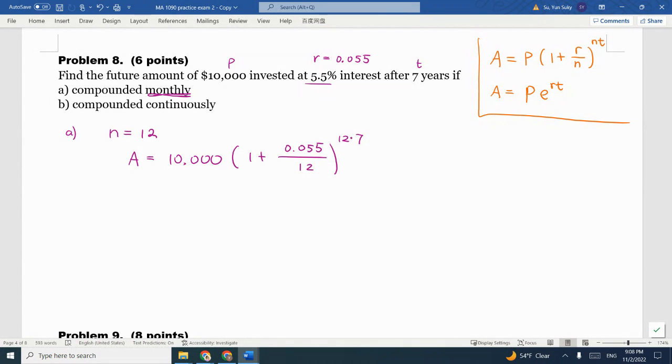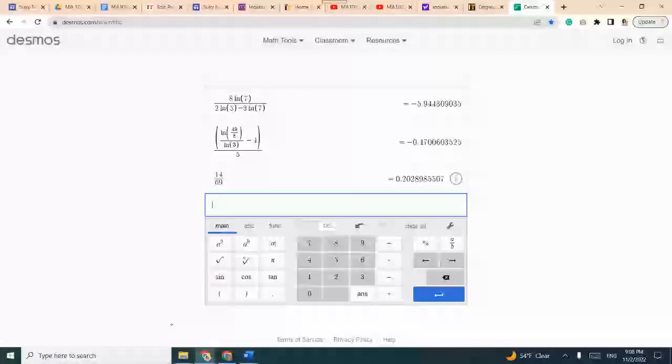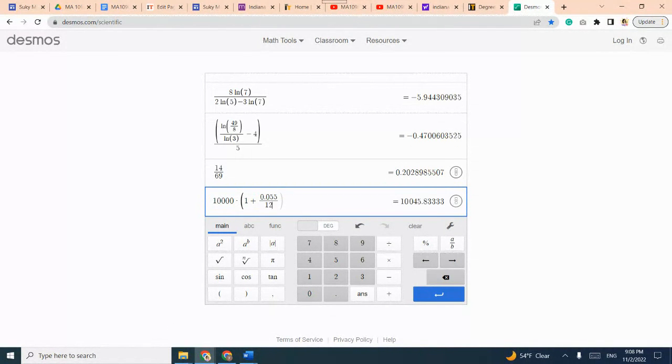Okay, so put this in your calculator. How do you do that? Where's my calculator? 10,000, yes. And then multiply by parentheses, 1 plus R. R is 0.055 divided by 12. And then close the parentheses.